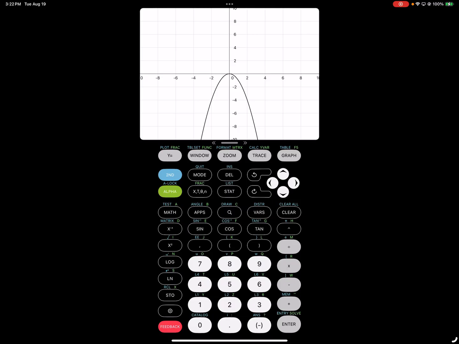Y equals what again? Y equals negative. X is right here. And then squared is diagonally up left from 7. Right here. So negative right here. X next to alpha. Squared is right here. Middle left. And then hit graph. And it should look like this. Okay? Okay, you good? It's important, like first little calculator moment.